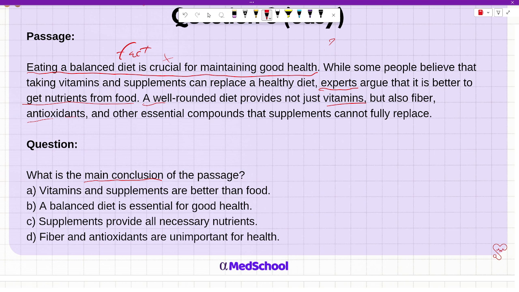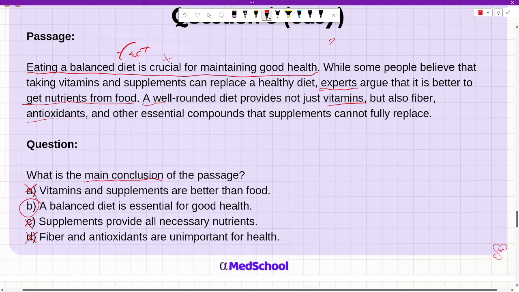Okay. Now, vitamins and supplements are better than food. No, obviously not. Here we're saying that experts argue that it is better to get nutrients from food, not from vitamins. So obviously not this. A balanced diet is essential for good health. This could be it, but let's check the other answers. Supplements provide all necessary nutrients. No. Fiber and antioxidants are important for health. This is also not what he's trying to say. So again, the answer is B.